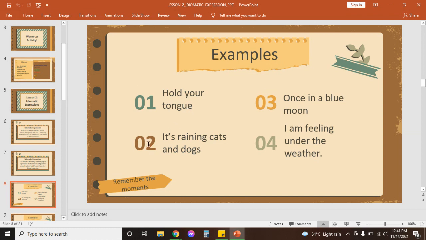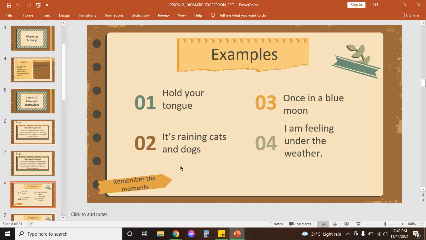Okay, number two, let's proceed. It's raining cats and dogs. What do you think is the meaning of it's raining cats and dogs? Do you have any idea? Okay. The meaning of it's raining cats and dogs, it means you are experiencing a heavy rain. Meaning to say, there is a heavy rain. Okay? Do you understand me? Can you hear me?